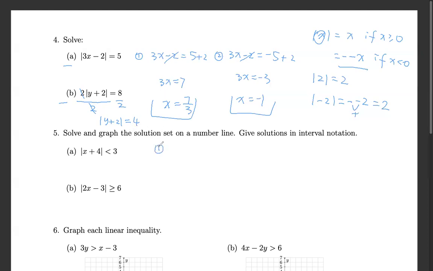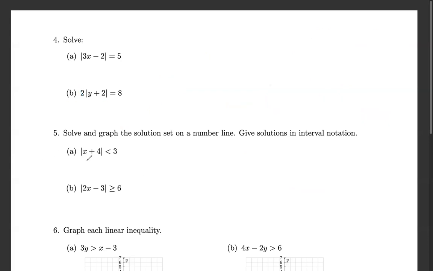We divide into two cases. So inside, y plus 2 can be positive 4, or inside, y plus 2 can be negative 4. Then subtract 2. So y equals 2 is one solution. Subtract 2: y equals negative 4 minus 2, negative 6. Two solutions. Okay, two solutions. Let's solve absolute value equation.